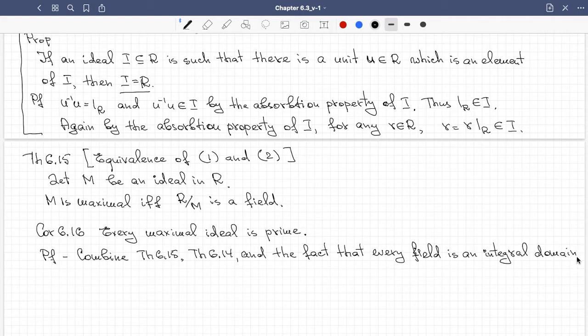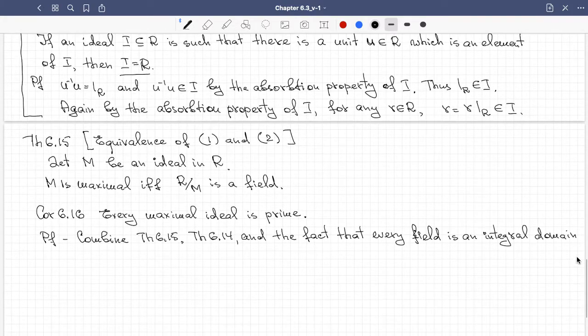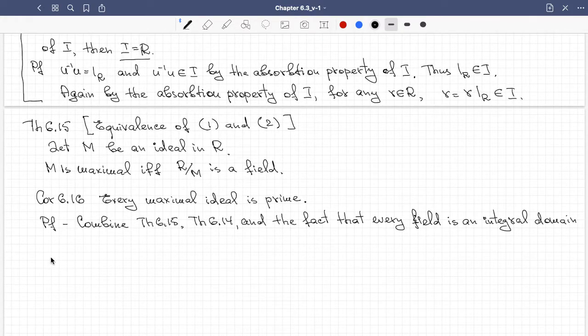Another consequence, we considered a counterexample. Now we can immediately benefit from that. So, an example: not every prime ideal is maximal.